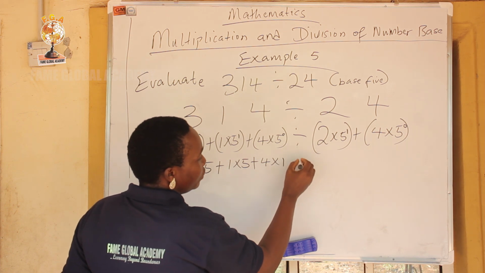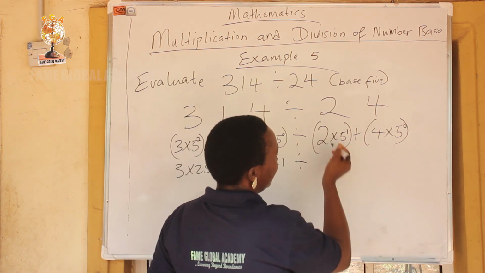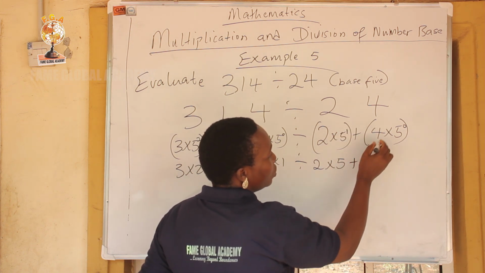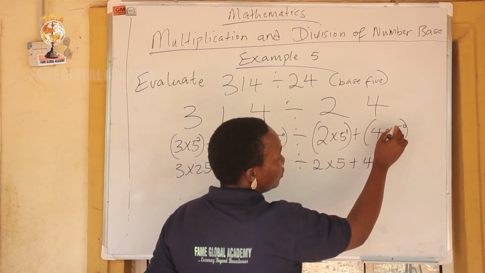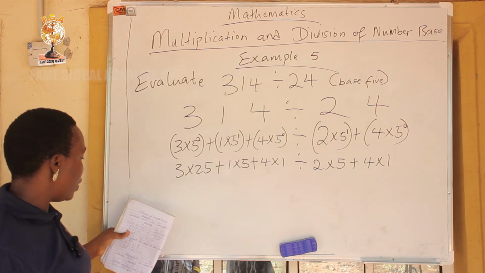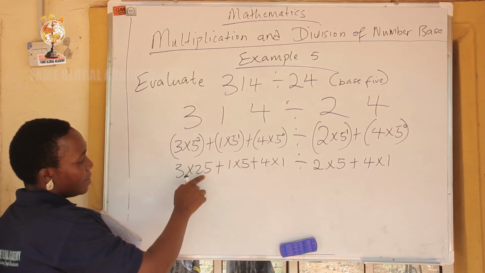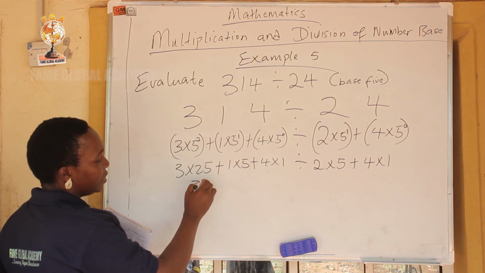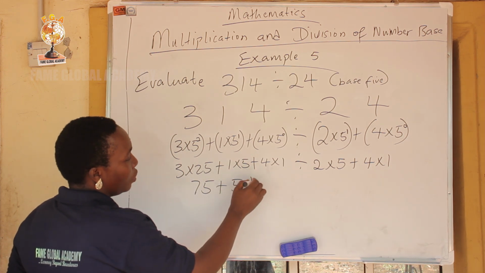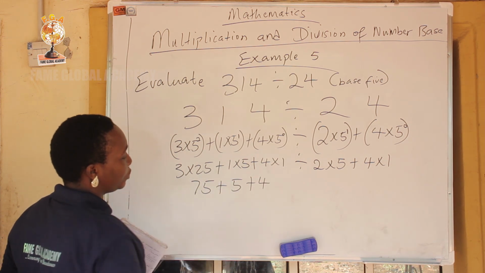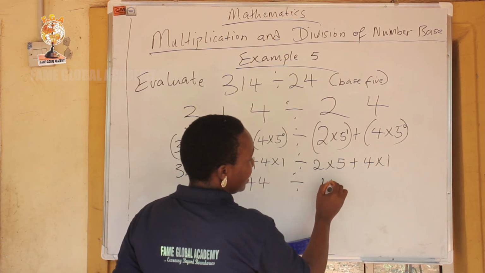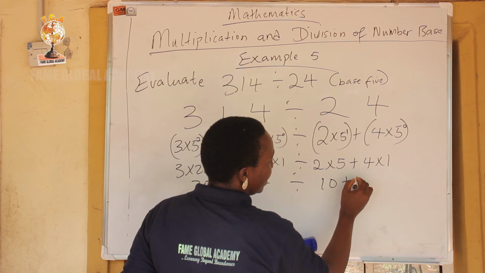Then you put your division. Then we come to this other part. This is 2 times 5 raised to the power of 1, which is 5, plus 4 times 5 raised to the power of 0, which is also 1. Okay, so let's continue our expansion. So 3 times 25 will give us what? 75, plus 1 times 5 is 5, plus 4 times 1 is 4. Okay, divide by 2 times 5 is 10, plus 4 times 1 is 4.